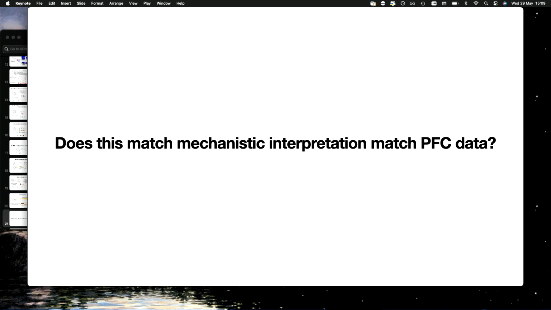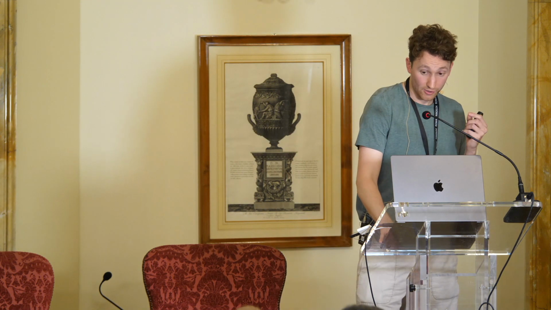Okay, so the RNN seems to learn slots, as we hypothesized. Does it actually tell us anything about the brain? So first, let's return to this task.